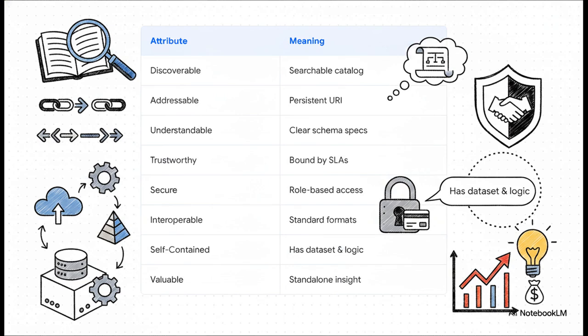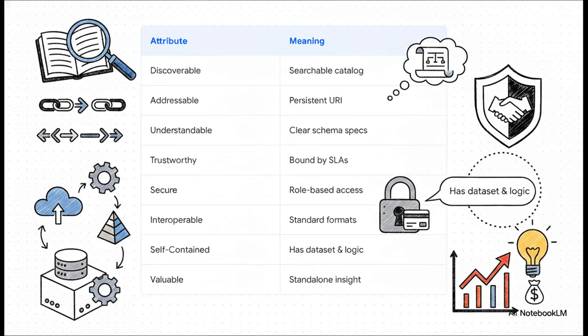Now, what's really interesting here is that these aren't just nice-to-haves. These are non-negotiable standards. Think of it as our ultimate quality assurance checklist. Number 1, it has to be discoverable, meaning it's actually searchable in a catalog. 2, addressable, so it's accessible via a persistent URI. 3, understandable, with clear schema specs. 4, trustworthy, bound by strict SLAs. 5, secure, fully governed by role-based access.